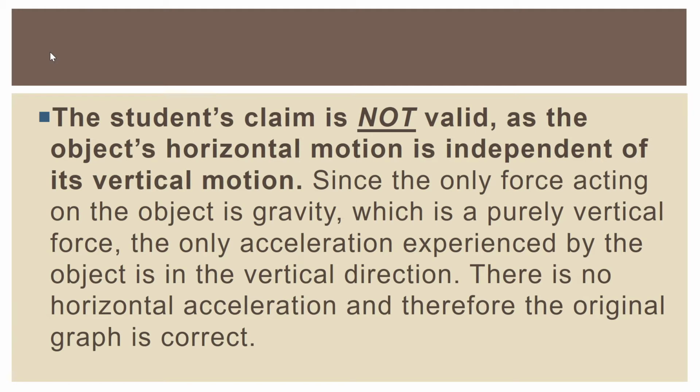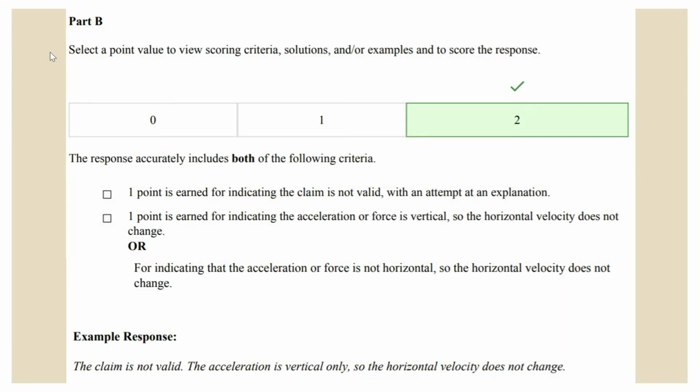All right, so looking at the scoring guide here for part B, you can see that this part was worth 2 points. You got 1 point for indicating the claim is not valid with an attempt at an explanation. So if you just said not valid, you got nothing. If you said not valid and tried to explain, even if the explanation was totally wrong, you would at least get half the points. The second point is for saying one of two things. You could have said the acceleration or the force is vertical, so the horizontal velocity does not change. Or you could have said the acceleration or force is not horizontal, so the horizontal velocity does not change.